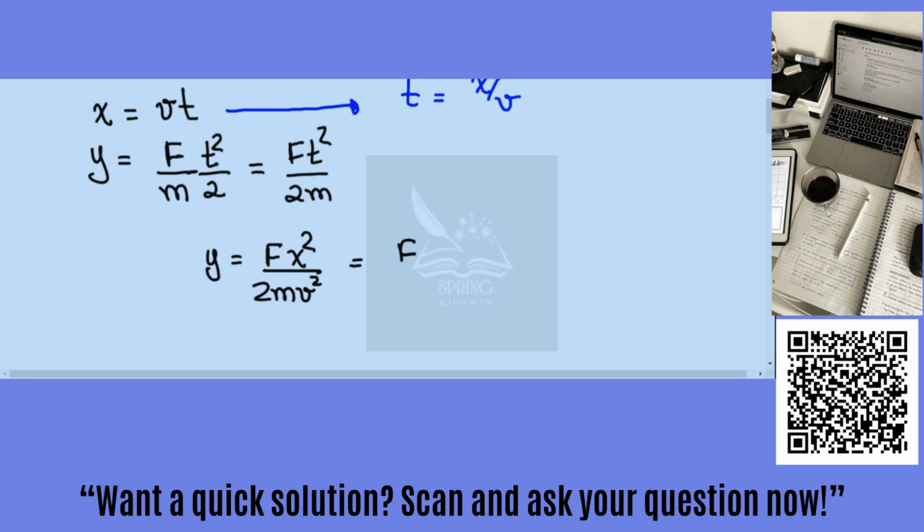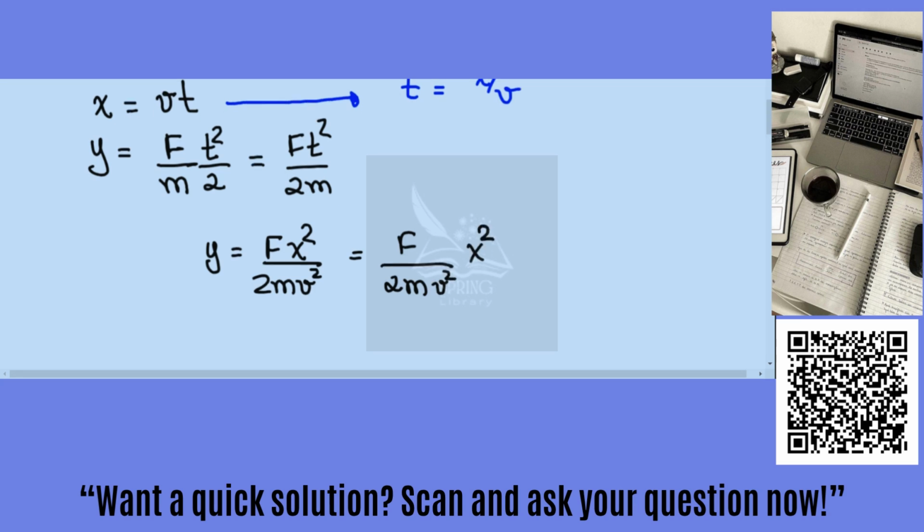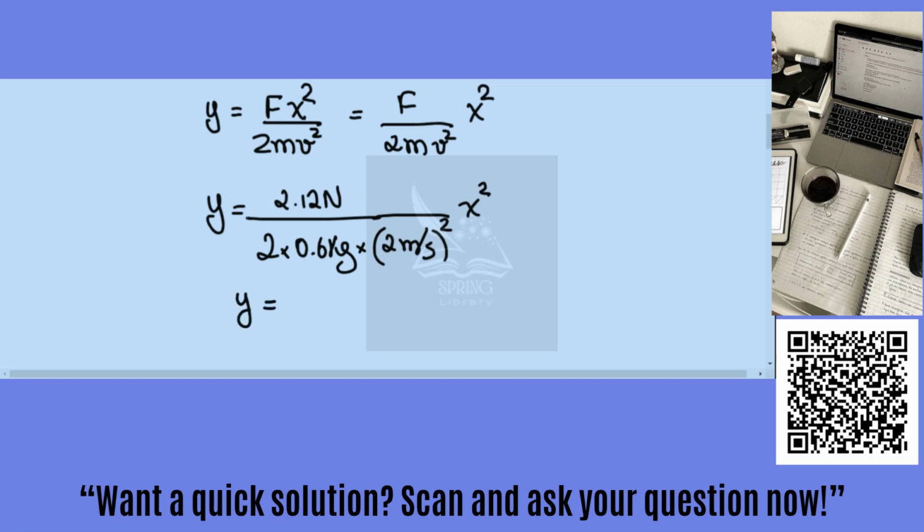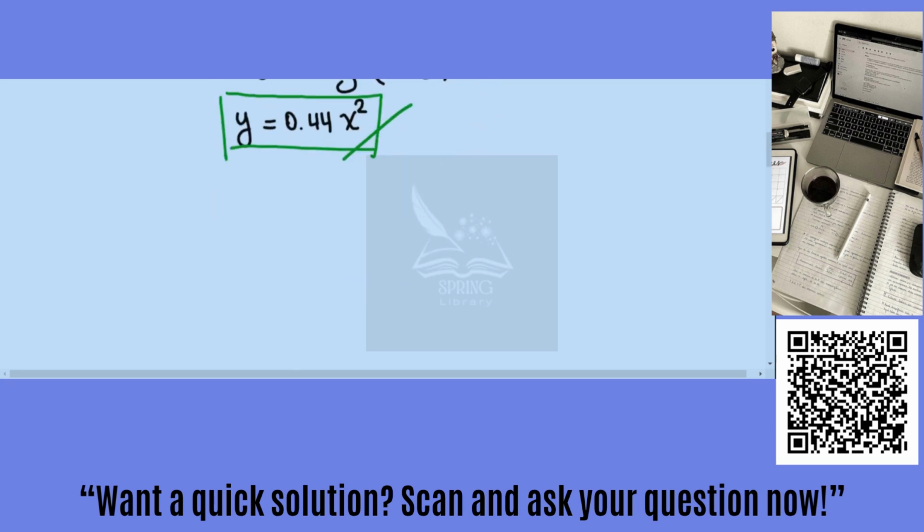So y as a function of x is F over 2 m v squared times x squared. And I'm going to substitute the numbers, so F is 2.12 newtons. We have to divide it by 2 times the mass, which is 0.6 kilograms, times v squared, that's 2 meters per second squared, times x squared. So y is 0.44 x squared. Okay, this is our analytical equation, and then we have to plot it.